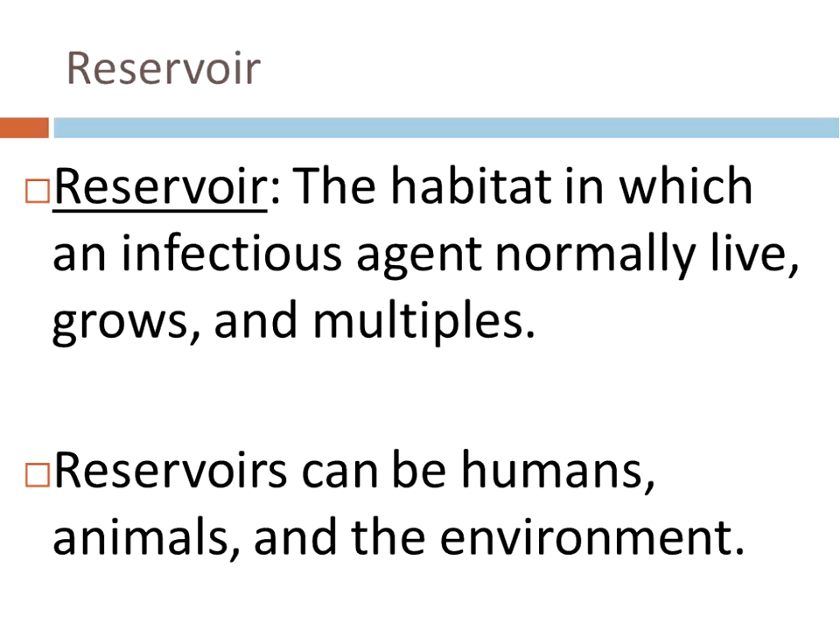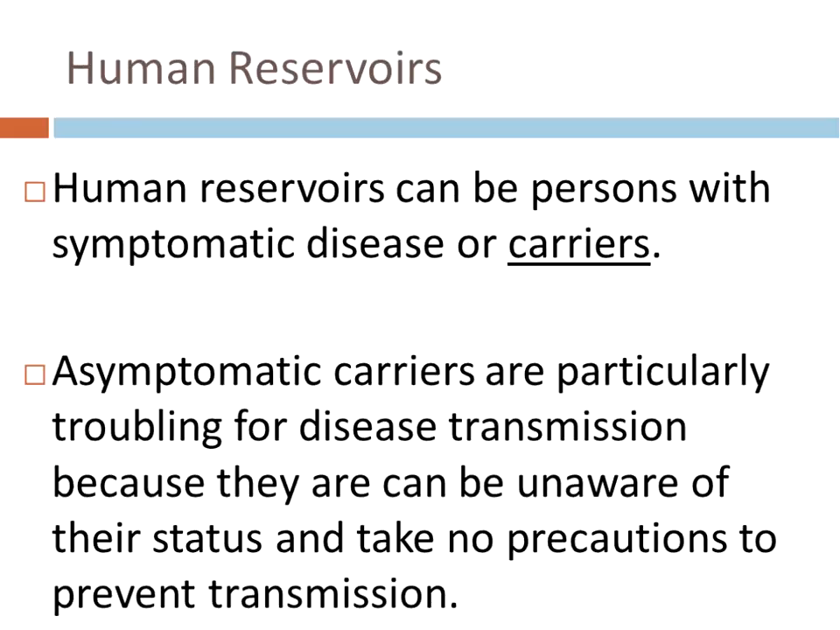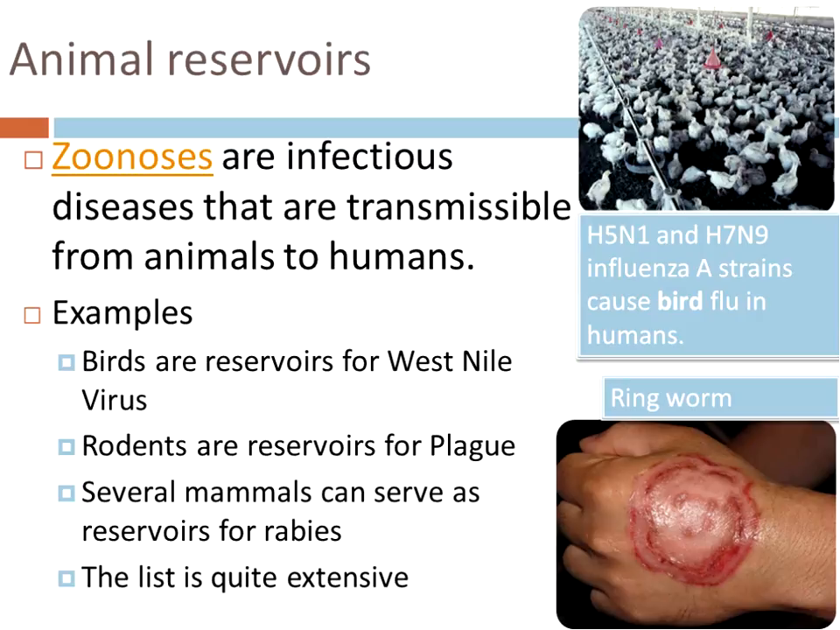A reservoir is the habitat in which the infectious agent lives, grows, and multiplies. And again, it can be human, animals, or the environment. Humans can be reservoirs, and that's when they're known as carriers. It's really troublesome when they remain asymptomatic, which means that they don't actually develop the disease, although they have enough to transmit it from person to person.